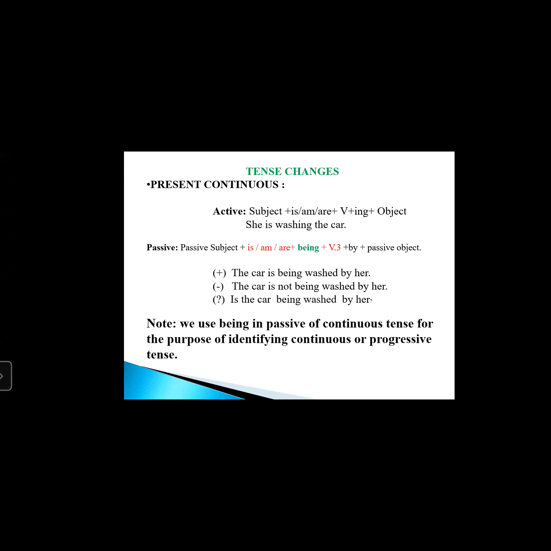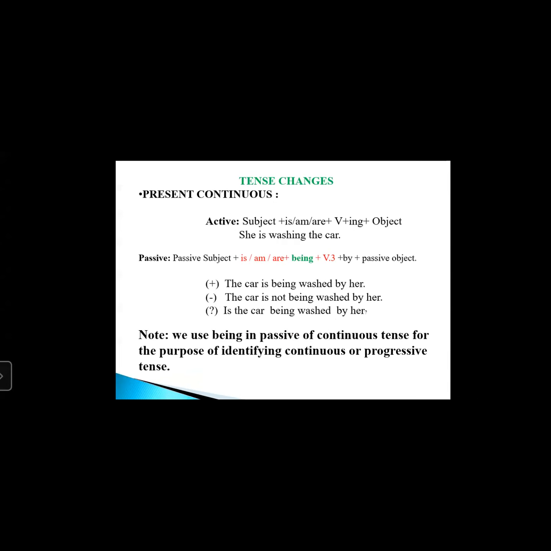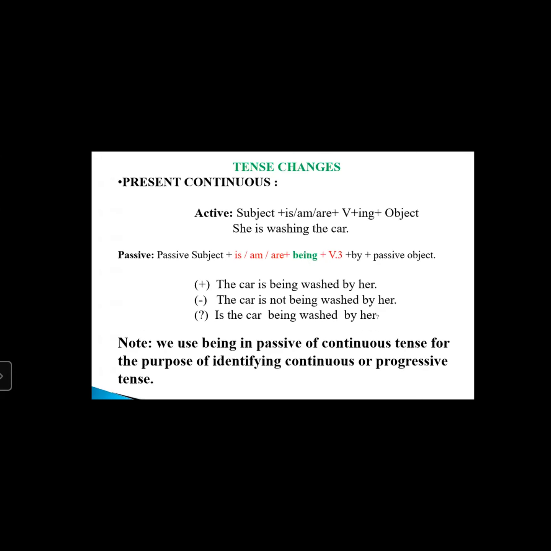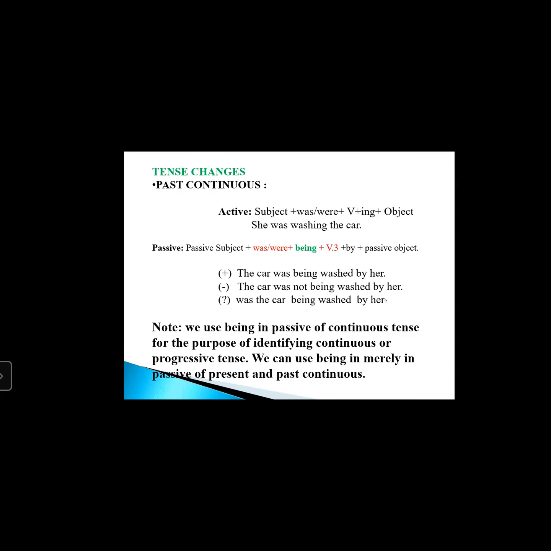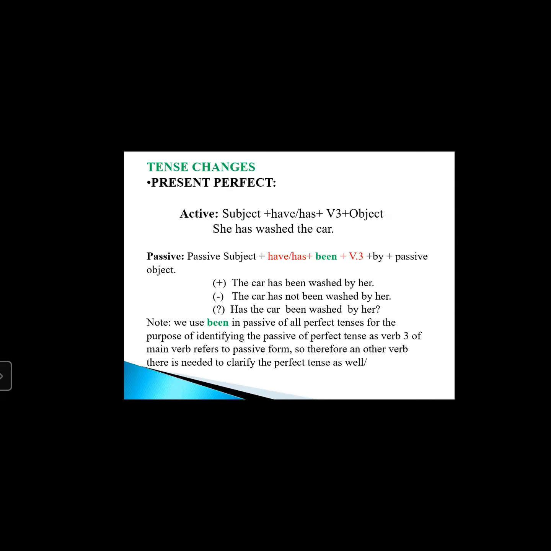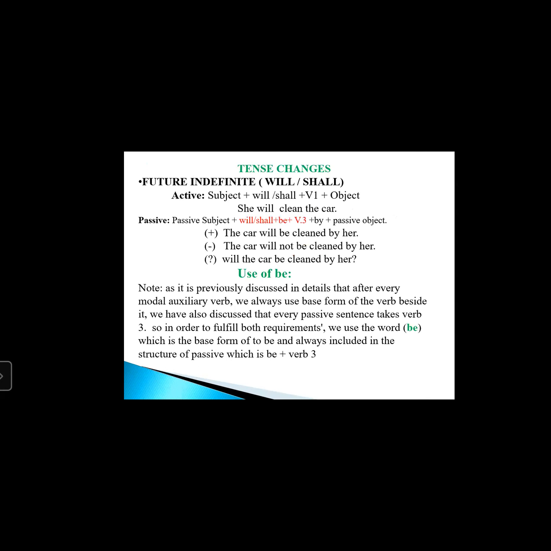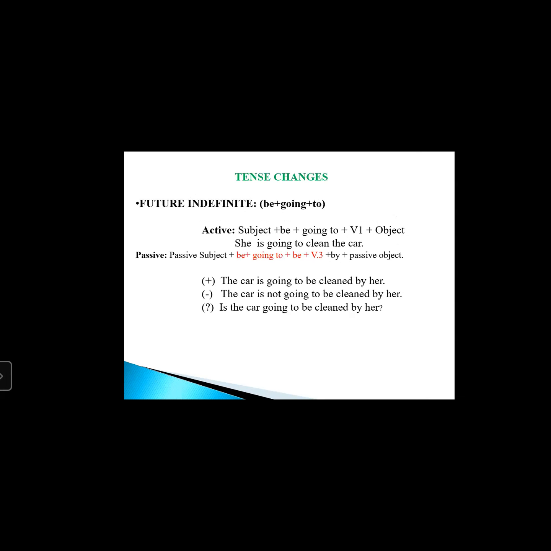Present continuous: she is washing the car. The car is being washed by her. The structures are written there. The car is not being washed by her. Is the car being washed by her? And past continuous: she was washing the car. The car was being washed by her. Similarly, structures for present perfect, past perfect, and future indefinite also exist, inshallah.